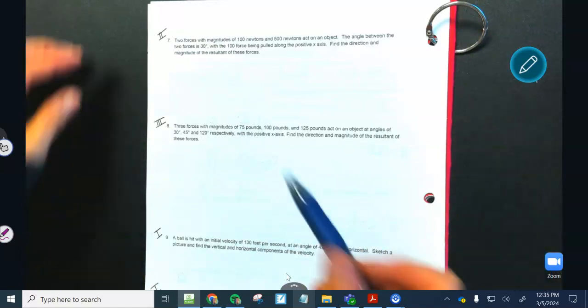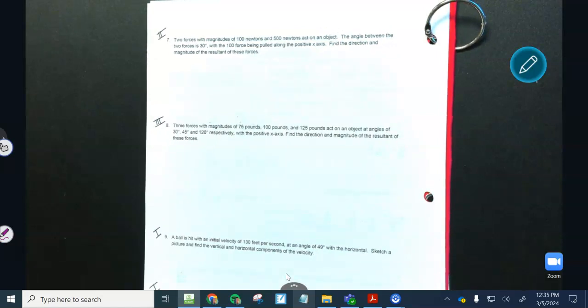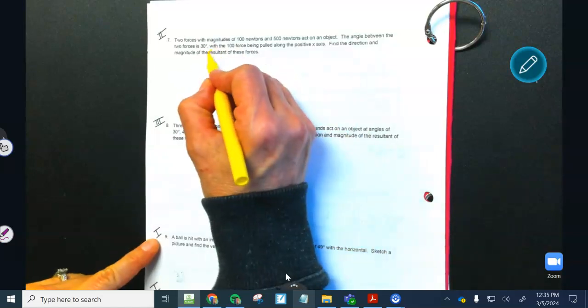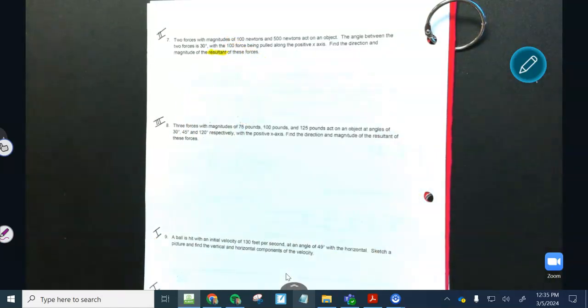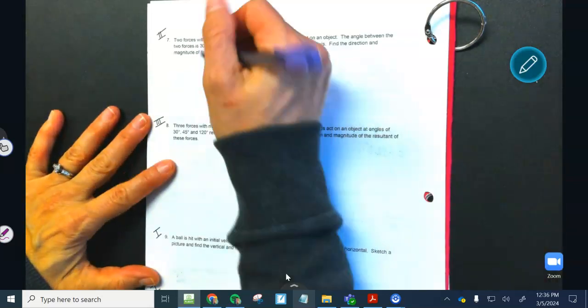All right, let's back up and talk about 7. So 2 forces with magnitudes of 100 newtons and 500 newtons act on an object. The angle between the 2 forces is 30 degrees, with the 100 force being pulled along the positive x-axis. Find the direction and the magnitude of the resultant of those forces. Y'all, resultant is a fancy word for adding. So anytime you see this, you're just adding the vectors, and you added vectors in 8.1. So that's nothing new to you either. So this is just adding.